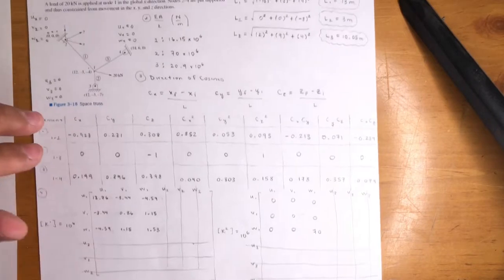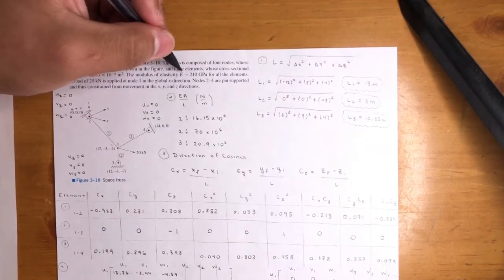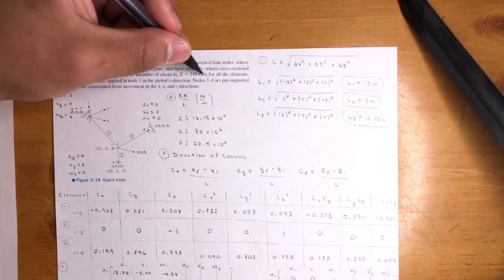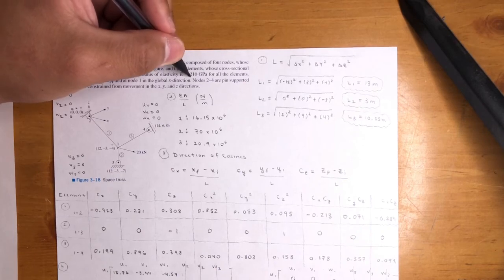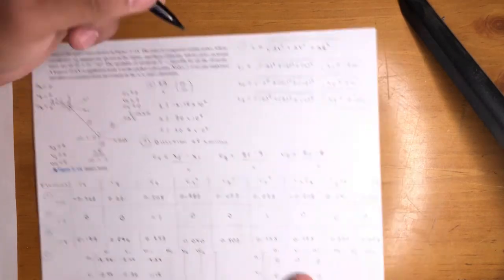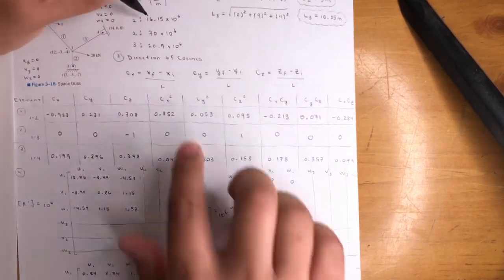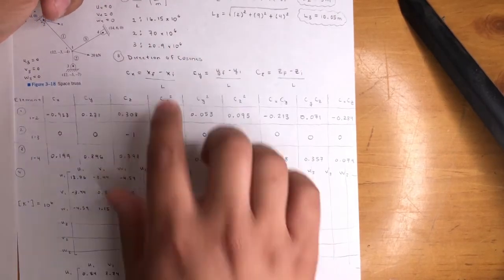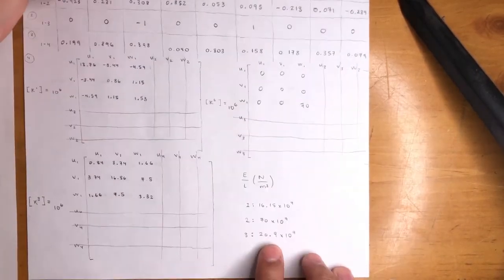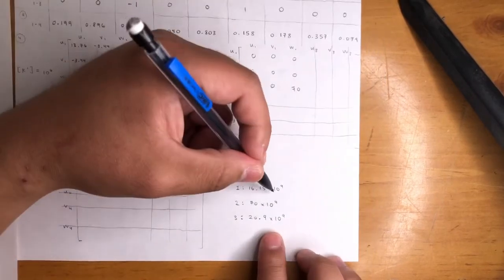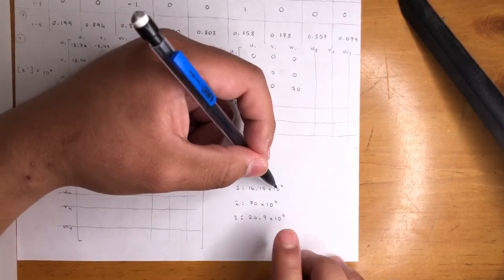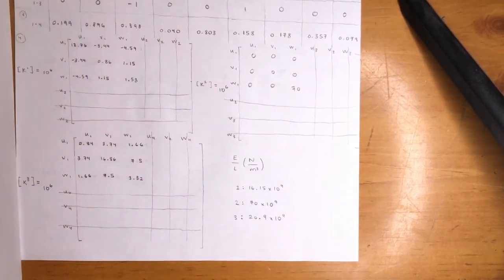Now check it. It's just easy, right? It's E over L. So it's 210 times 10 to the 9. Forget about the giga for now. Just 210, focus on it. 210 divided by 13, that's 16.15. 210 divided by 3, that's 70. 210 divided by 10.05, that's 20.9. And they're all gigapascal, but it's just 10 to the 9. So that's all we got.